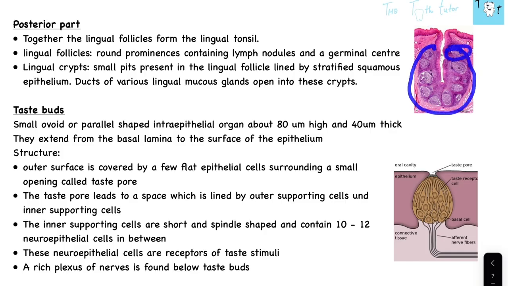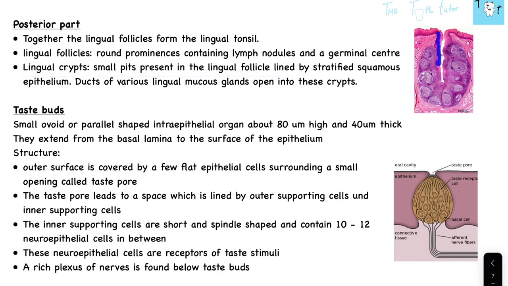They contain lymph tissue. They contain these lymph nodules, and they have this big cleft in between. So this is the lingual follicle. Now, lingual crypts. So this cleft in between, this is the lingual crypt, the small pits present in the lingual follicle.